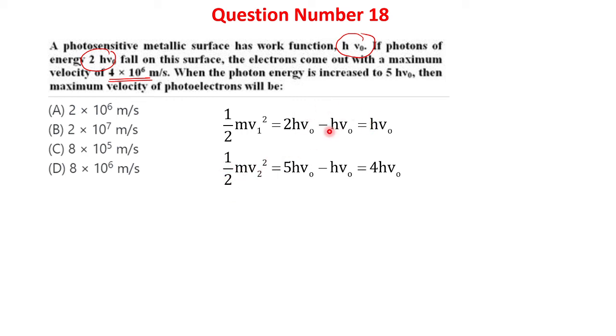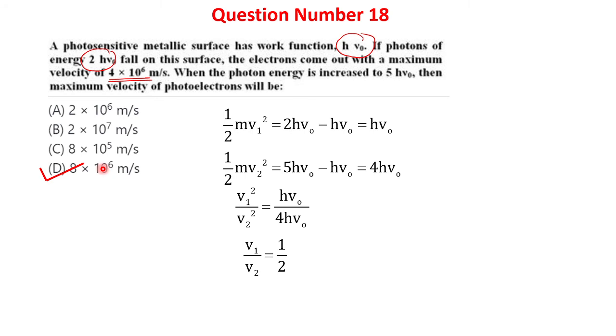So subtracting and dividing, you get v1 square by v2 square as 1 by 4. Taking the square root, v1 by v2 is 1 by 2. That means v2 is 2 times v1. 2 times v1 means 8 into 10 power 6 meter per second is the correct answer.